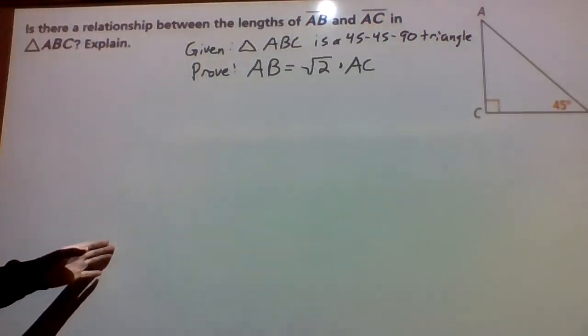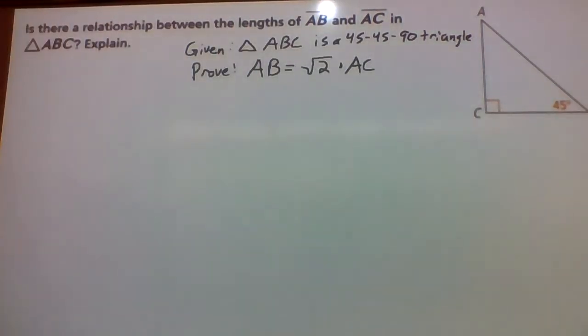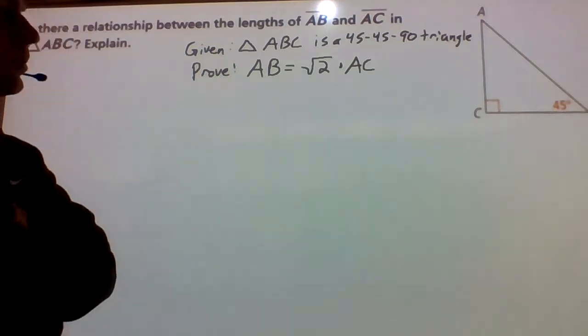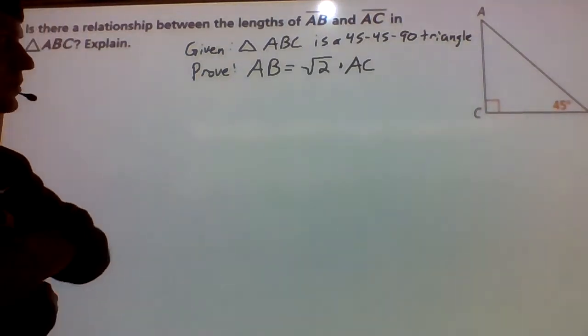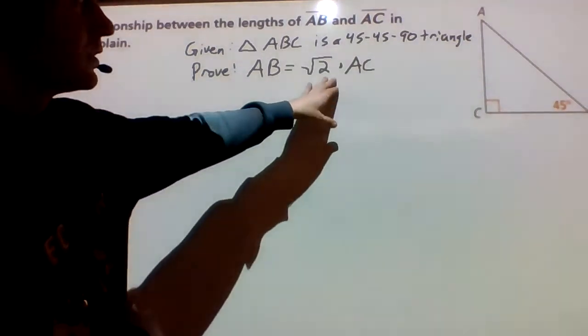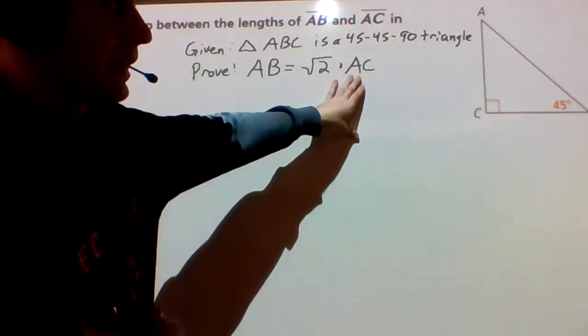All right, so example 3 here asks us, is there a relationship between the lengths of segment AB and segment AC in triangle ABC? So essentially what we're going to try and do is prove that the hypotenuse is equal to the square root of 2 times the leg.